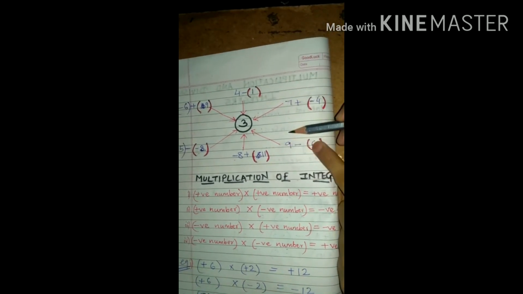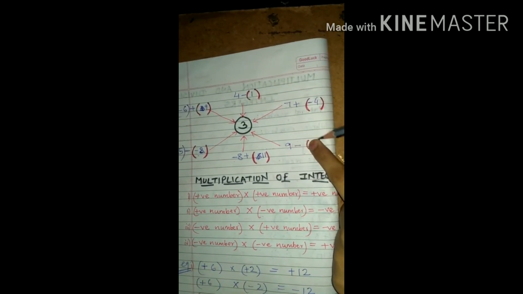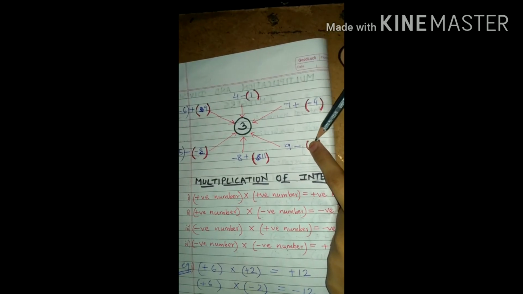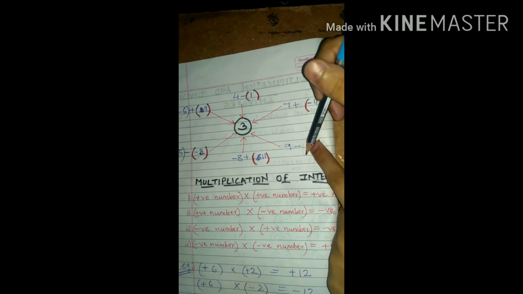Now see, 9 minus how much is 3? This is simple. 9 minus how much? A positive number we can take directly, because 9 minus a positive number will give 3. 9 minus 6 is what? 9 minus 6 is 3. And the sign, which sign will we get?